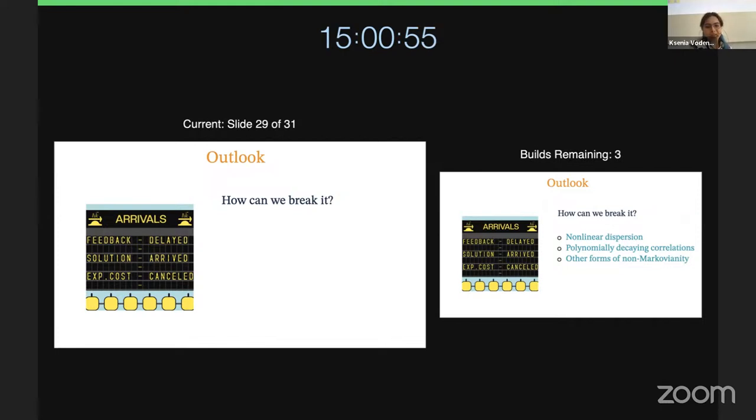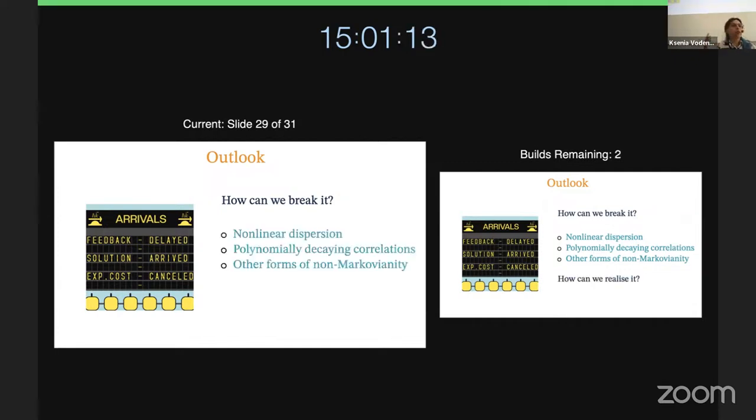We want to ask ourselves the question: can we find a regime of such setups where our method won't work, where the scaling will be bad? What can we do? What can we add to the setup to break it? Maybe it's nonlinear dispersion. Maybe it's a specific driving that we can do.